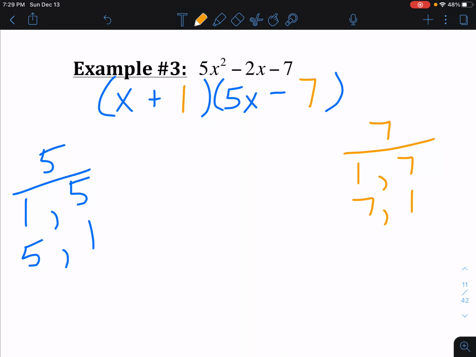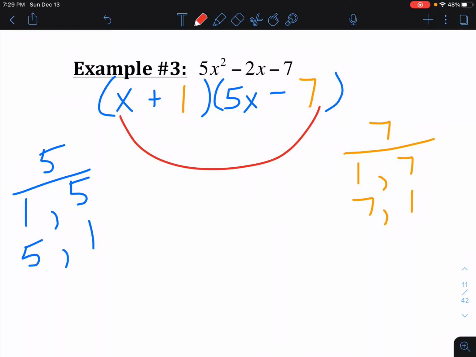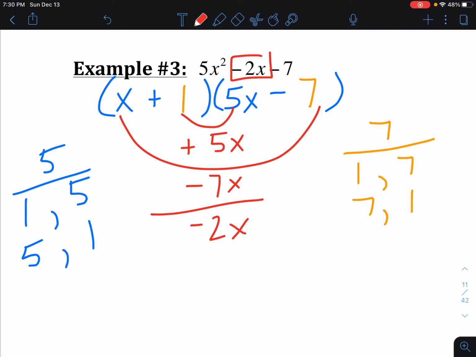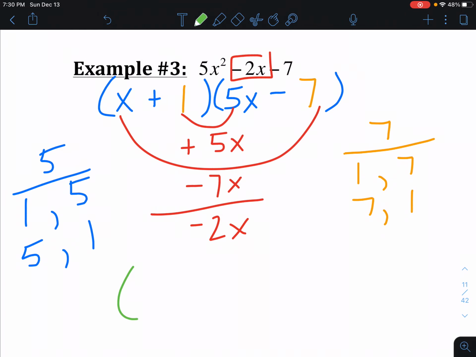So let's FOIL, or O and I, FOIL. So outsides multiply to get negative 7x. Insides multiply to get plus 5x. They add up to negative 2x. And that matches my b. I got extremely lucky again. And then I know I have my answer now. X plus 1, 5x minus 7. So 3 out of 4 problems, I got it on the first try.